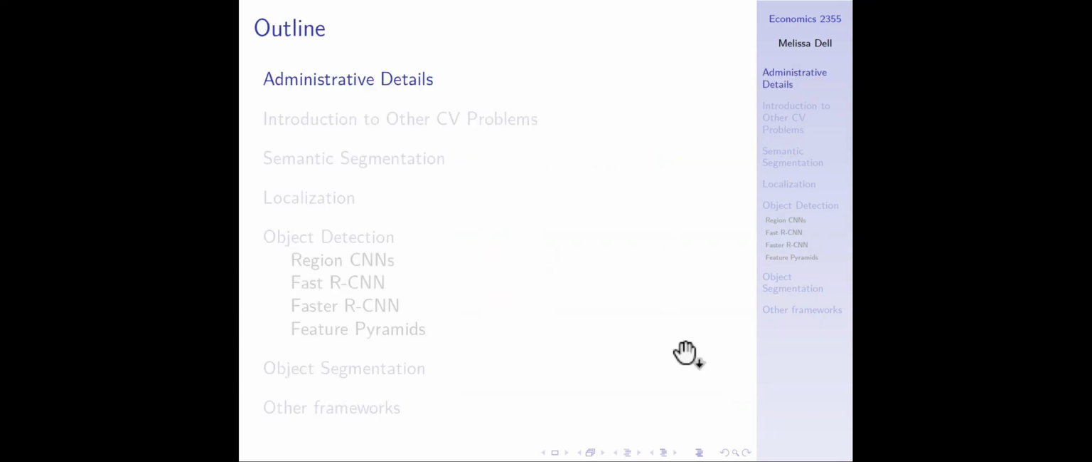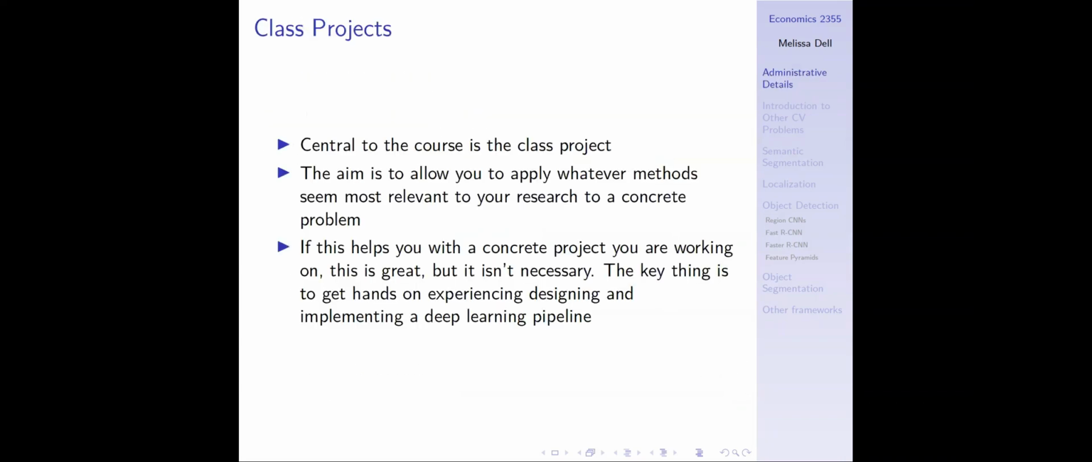Okay, so now we're going to continue with thinking about object detection, which is another major task in computer vision, and one that I think is probably the most relevant computer vision task to us as social scientists. Obviously, you all have all kinds of creative ideas, and you may use different types of methods, but this is particularly relevant. But before I get there, I wanted to talk a little bit about the class projects.